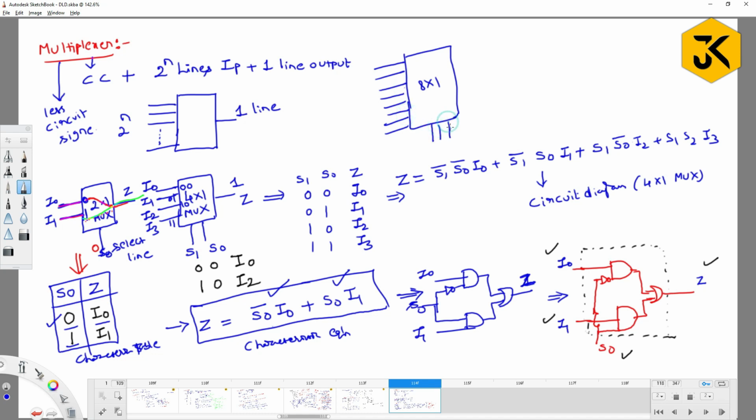How many select lines are required? 3 select lines are required, and you are going to produce 1 as output. Right? This is what I can call as 8 by 1 MUX. So the inputs range from I0 to I7, and the select lines are S2, S1, S0. You are going to produce the output as Y. Right? Fine.